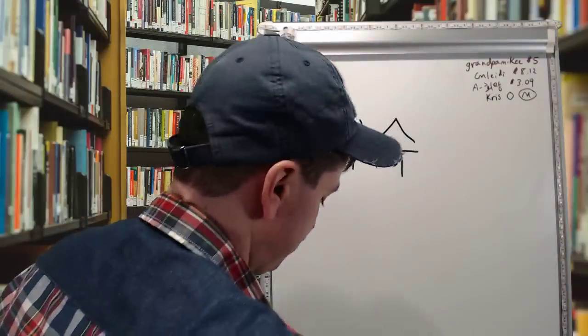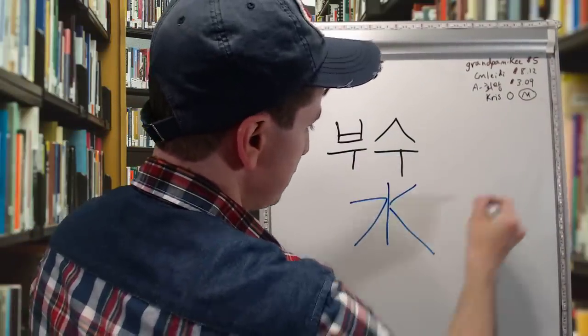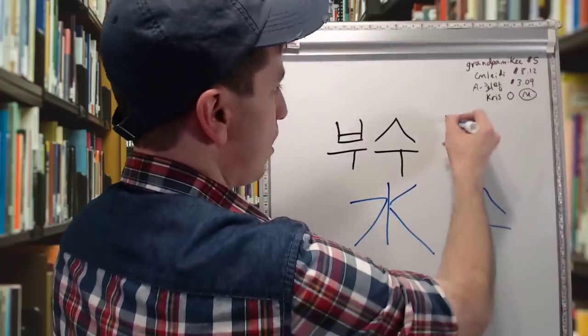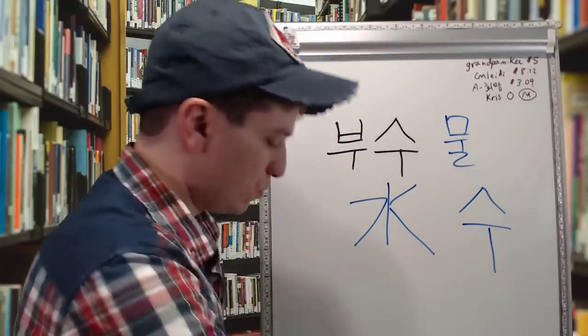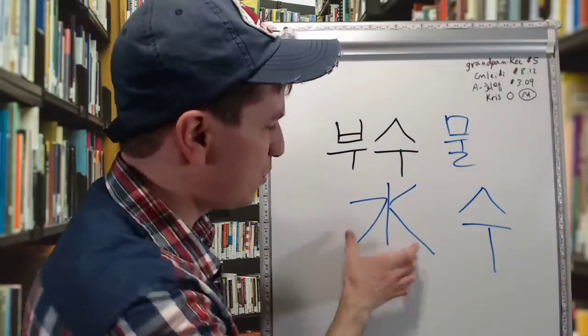Another one would be this, water. This is a very, very common character. This is pronounced as su, and this means water or 물. So, su, 물. So you might be thinking, why is this water, right? This looks nothing like water. How would this have ever been water?